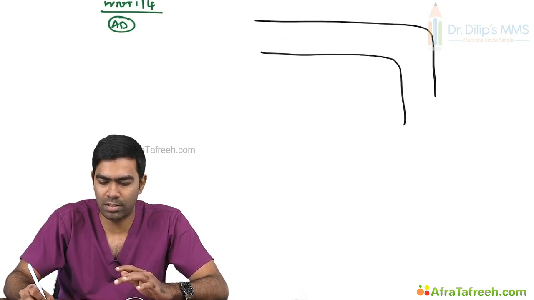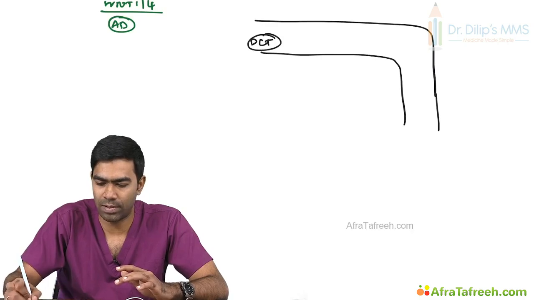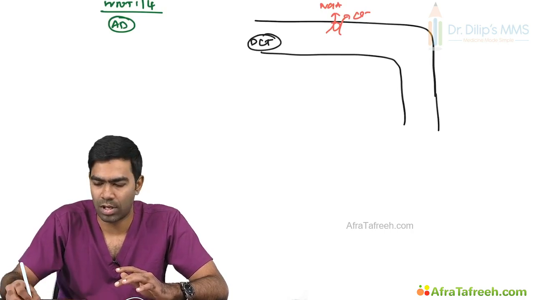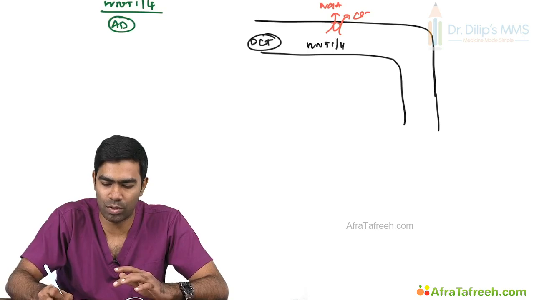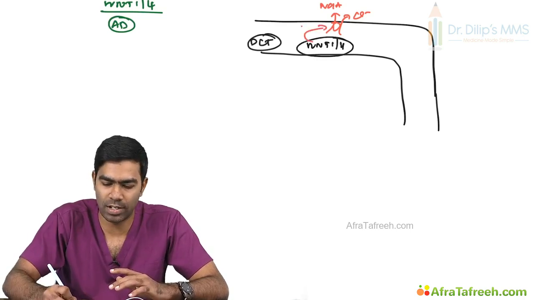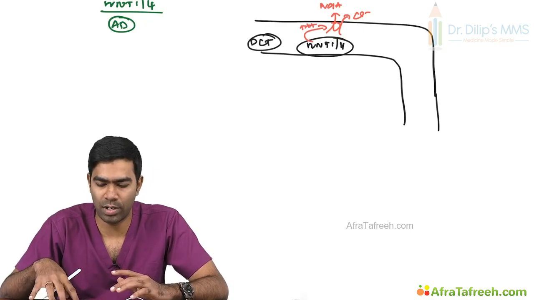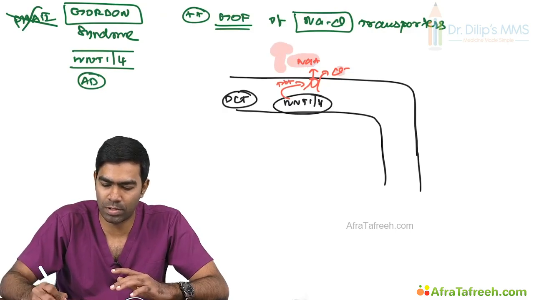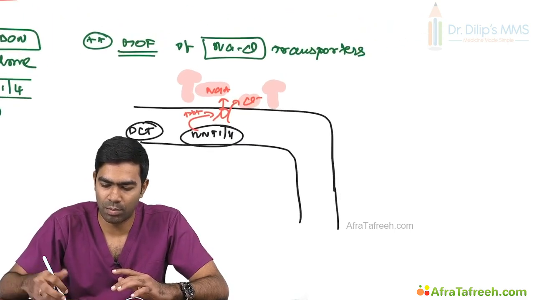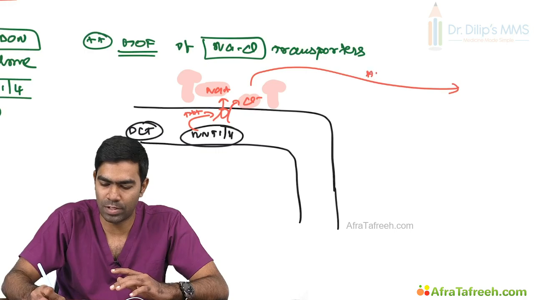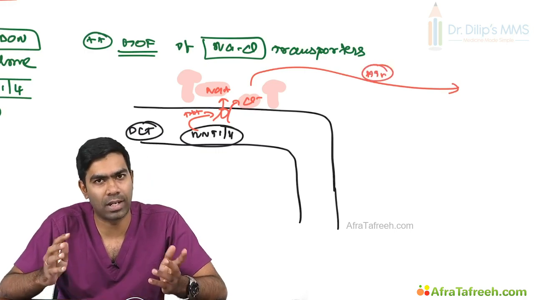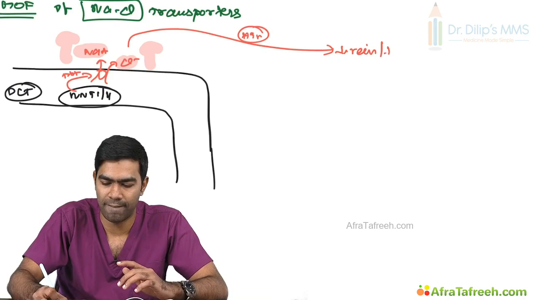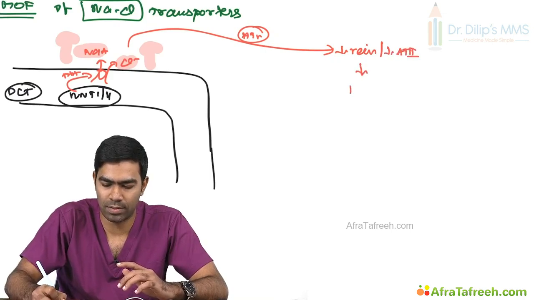So how can you understand this? So this is the DCT, and you have the thiazide sensitive sodium chloride transporters, and because of the WNT1 and 4 mutations, it will result in gain of function of these sodium chloride thiazide sensitive transporters, where there will be increased sodium reabsorption and increased chloride reabsorption, both of which are going to result in obviously hypertension, at the same time hyperchloremia, and at the same time they will suppress the renin angiotensin aldosterone axis.